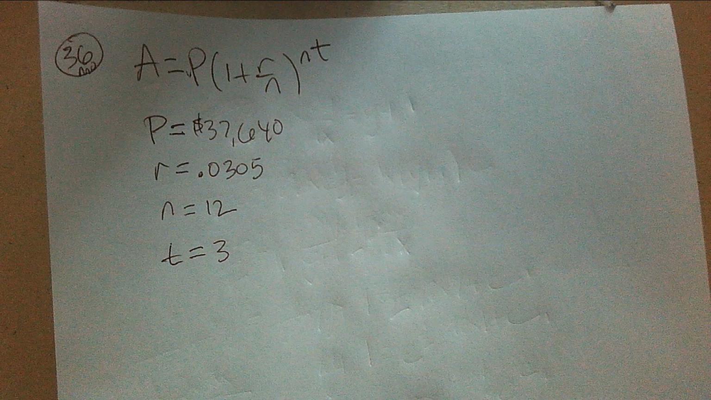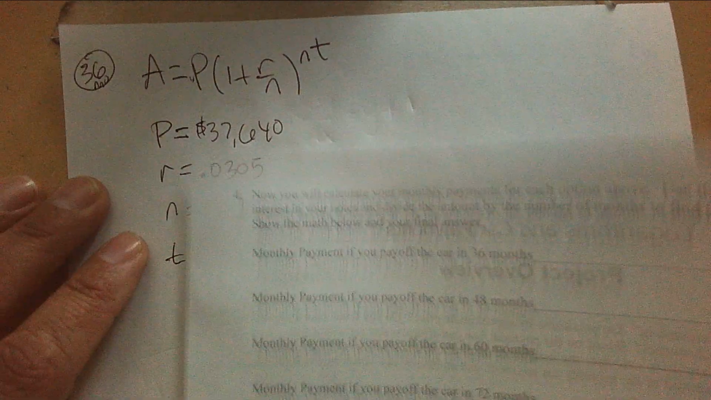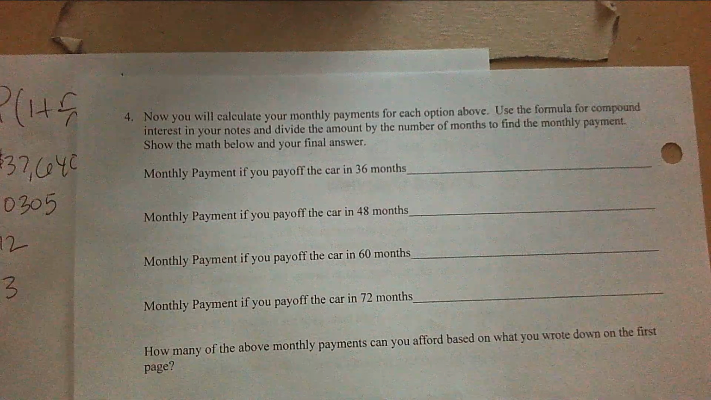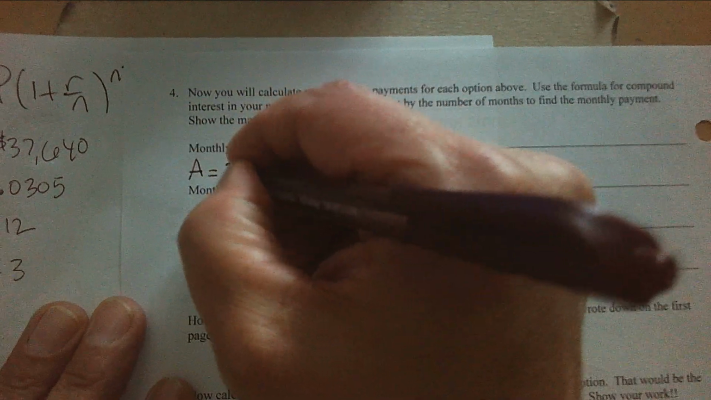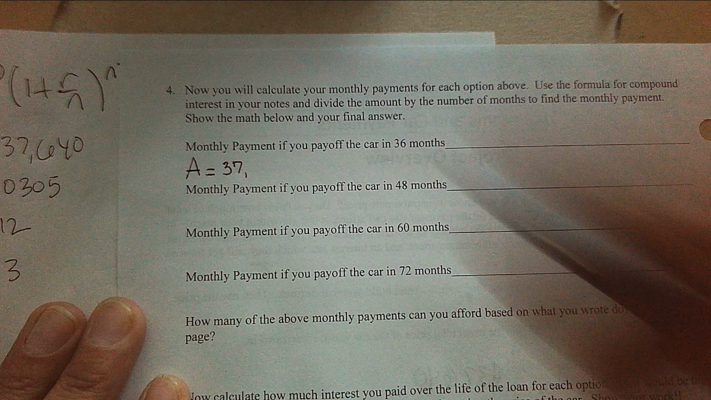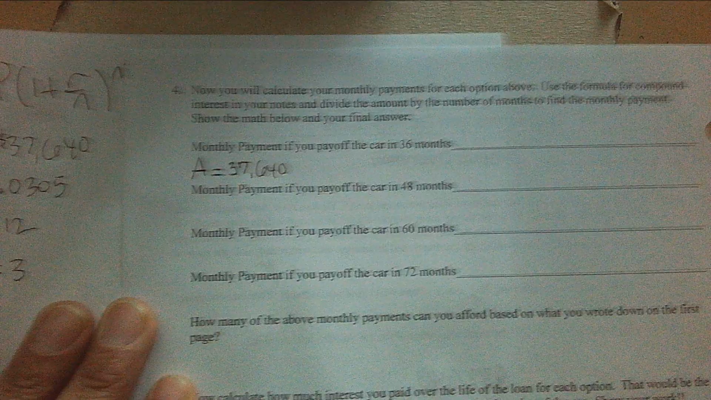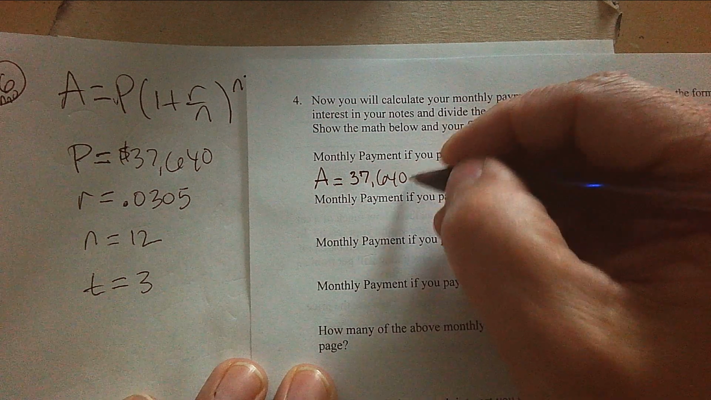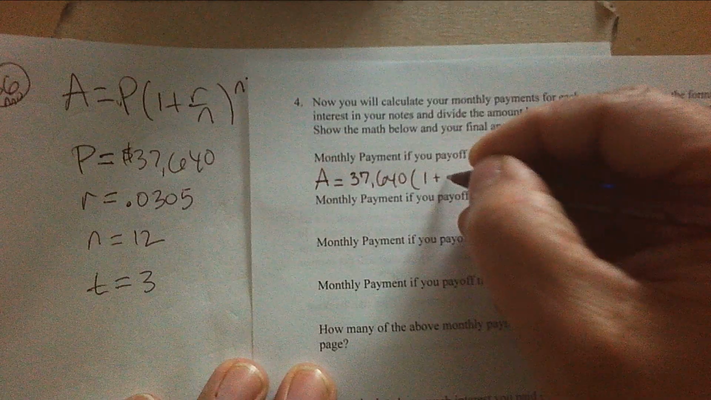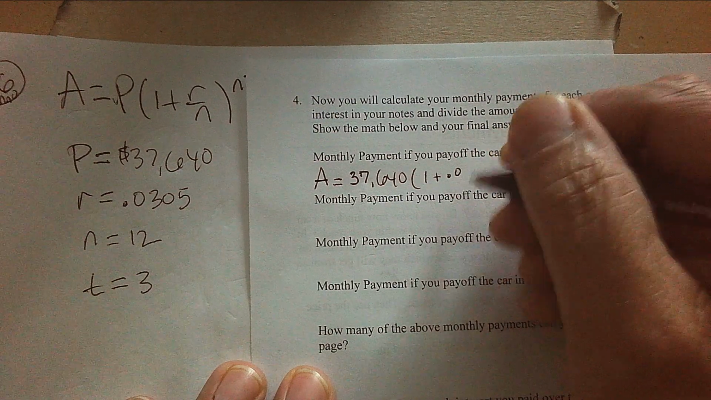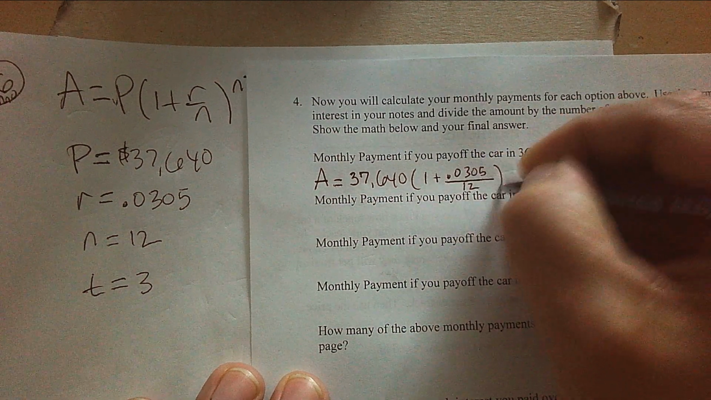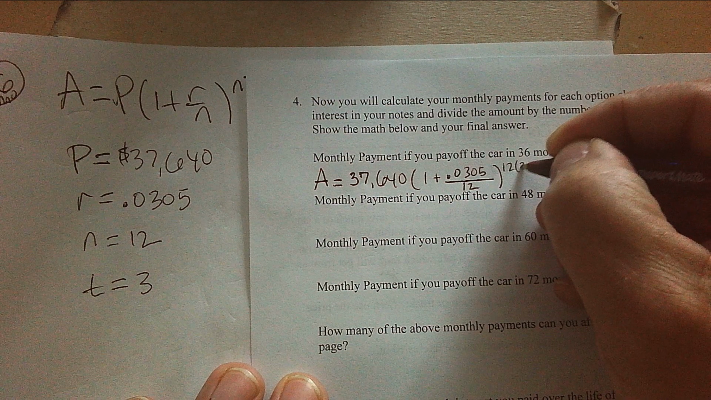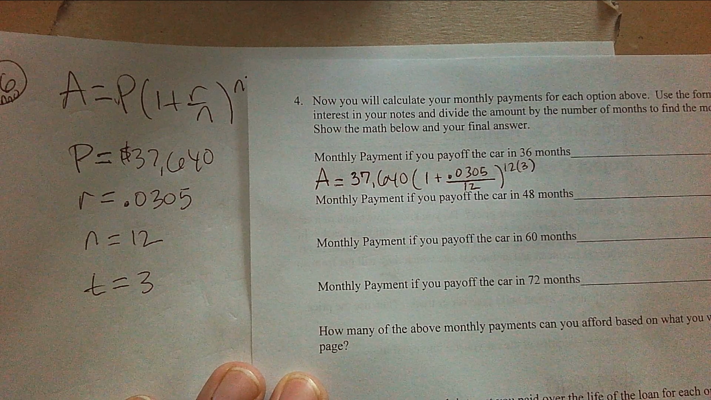Now, on your project, you're going to show me how you calculated it. So you're going to write down, what will your monthly payment be? The formula is P, which is, for me, $37,640. 1 plus the interest rate as a decimal, which is 0.0305. How many times is it being compounded per year? 12. And then over how many years? 3.